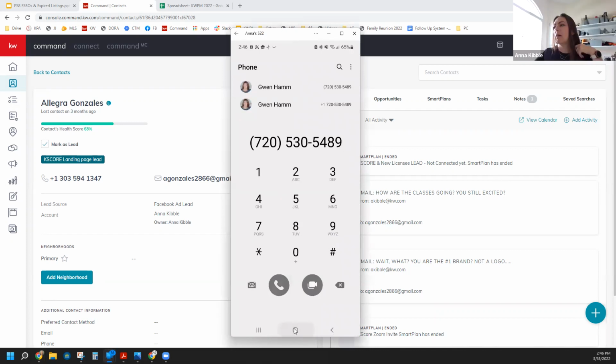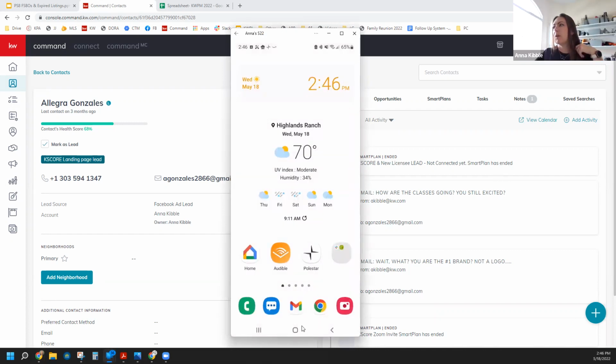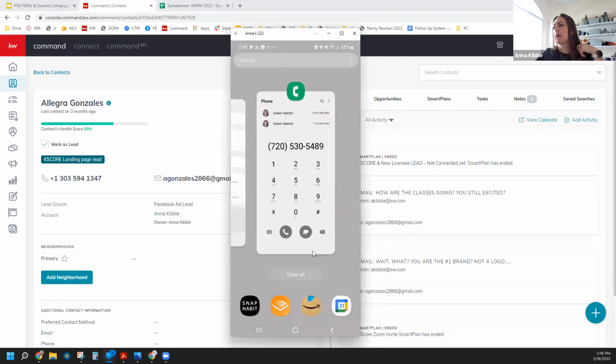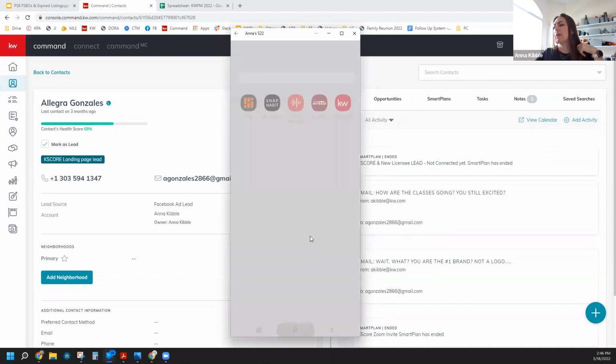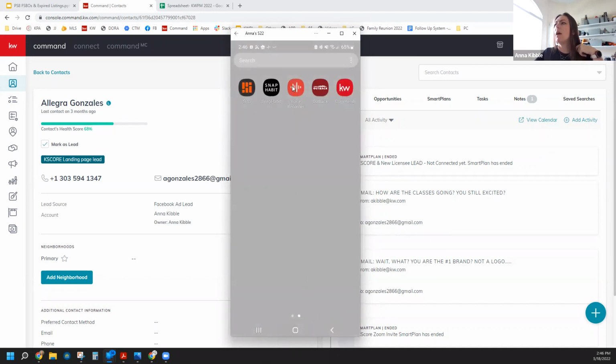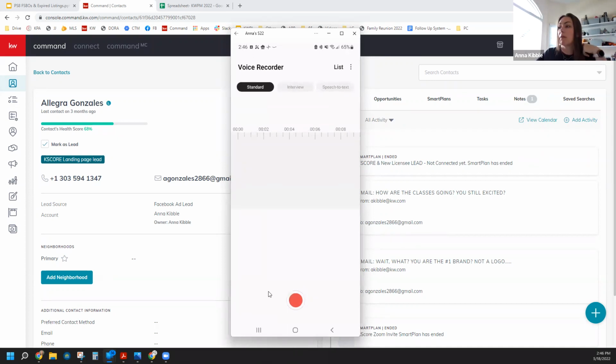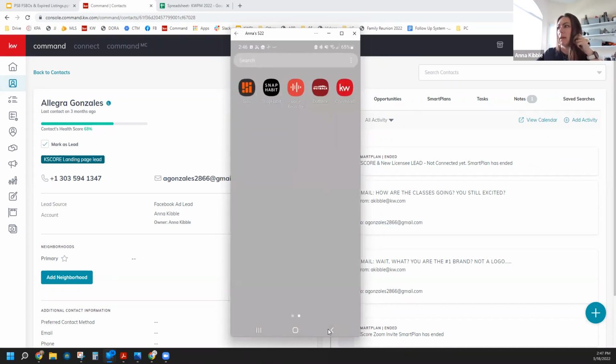I do have one of my apps. I don't know how to get to my apps in here because I usually just swipe up. Maybe it's that button. I don't know. Oh, there we go. That's where they are. But I do have a voice recorder in my apps that I use slightly frequently, at least.